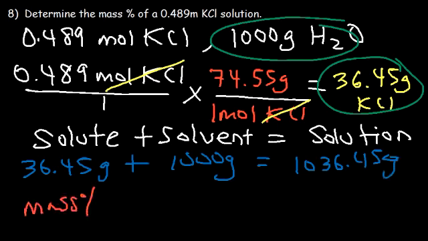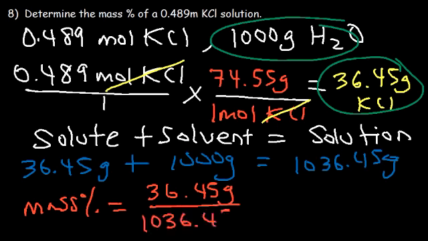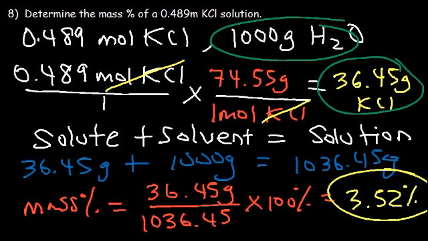So the mass percent of KCl is the mass of the solute, which is 36.45 grams, divided by the mass of the solution, which is 1036.45, and we need to multiply this by 100%. So 36.45 divided by 1036.45 times 100, you should get a mass percent. It's very small, about 3.52. So that's the mass percent of the solution, which is a form of concentration.